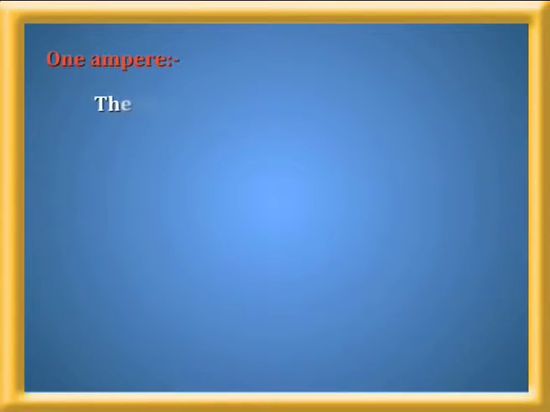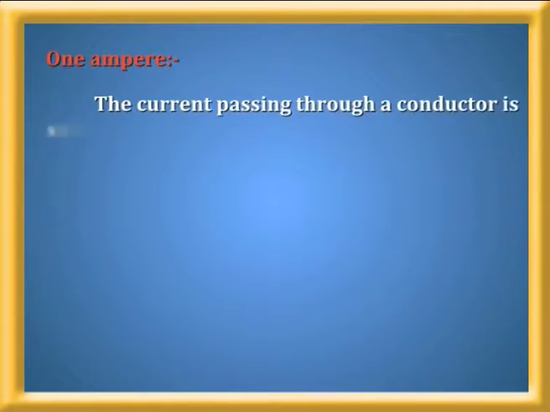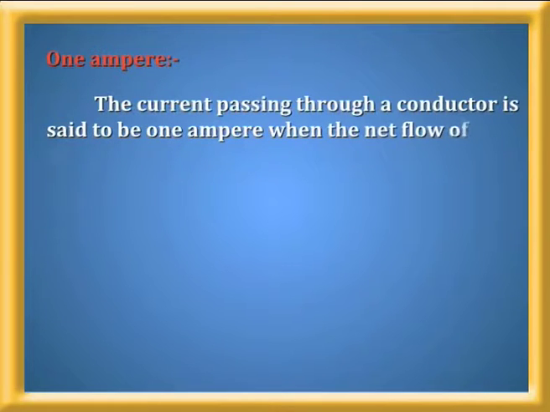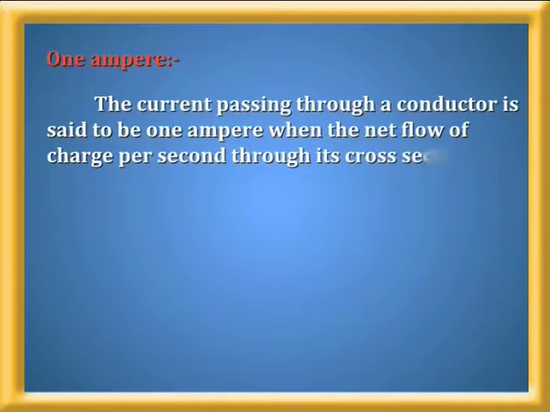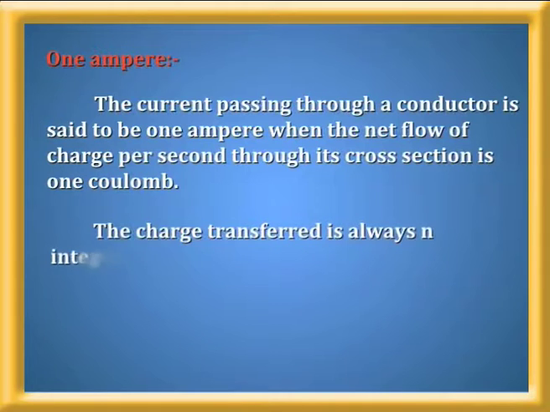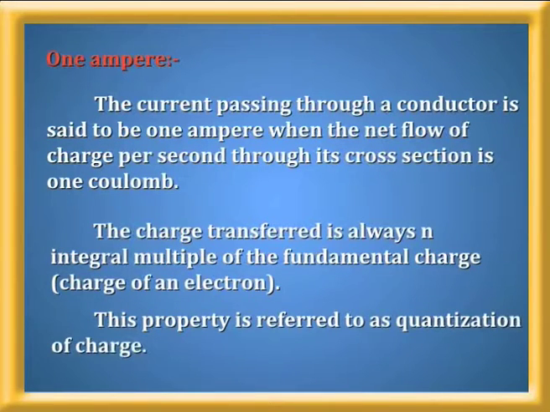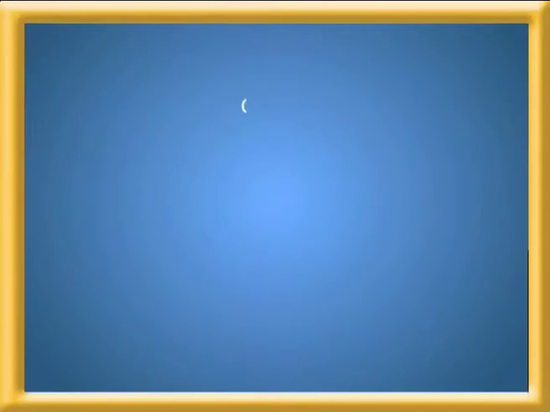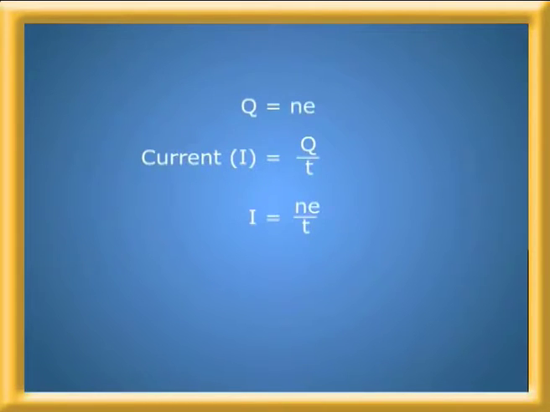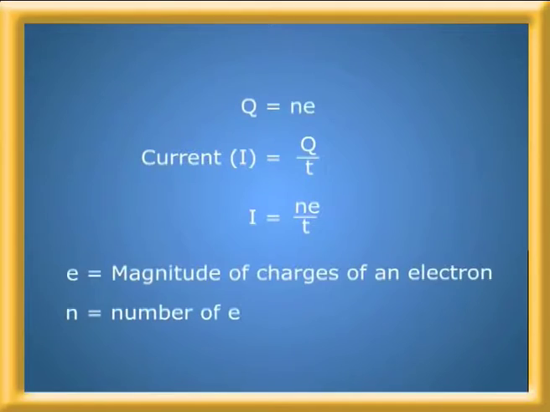1 ampere. The current passing through a conductor is said to be 1 ampere when the net flow of charge per second through its cross section is 1 coulomb. The charge transferred is always an integral multiple of the fundamental charge of an electron. This property is referred to as quantization of charge. That is, Q is equal to N into e. Since current I is equal to Q by t, I is equal to Ne by t, where e is the magnitude of charge of an electron, N is the number of electrons.